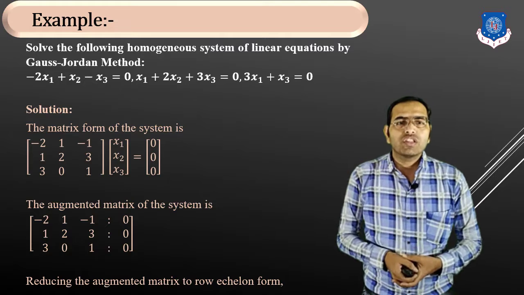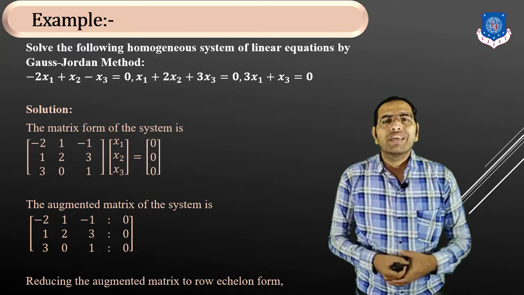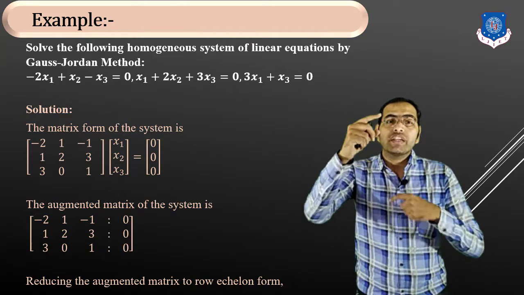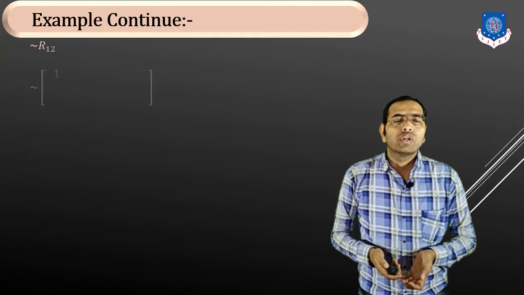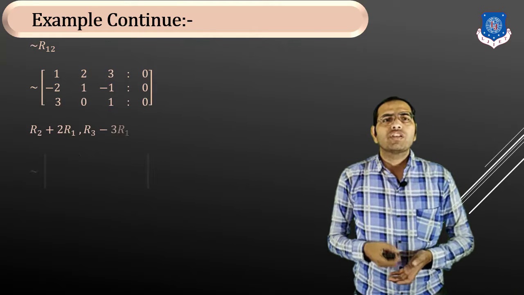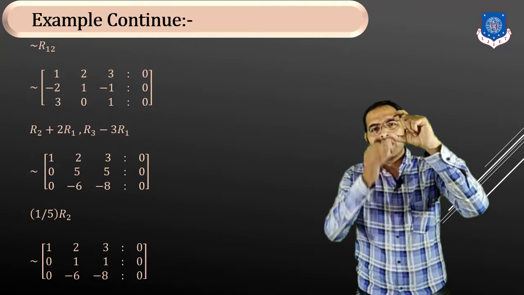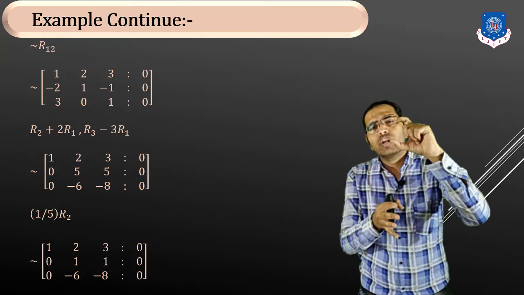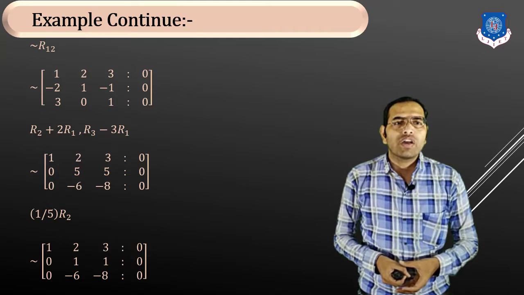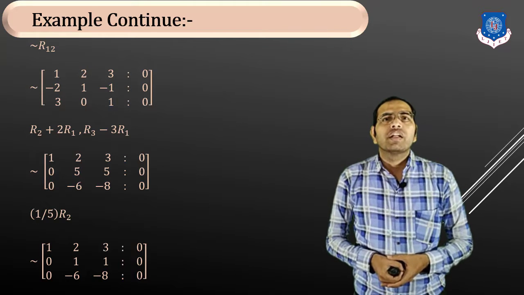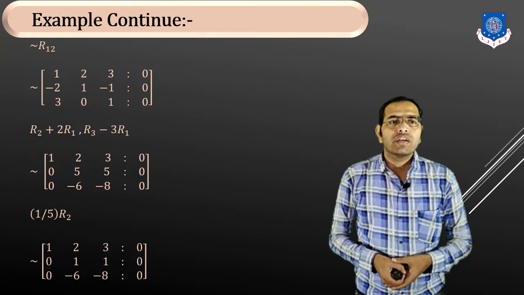Reduce the augmented matrix to the reduced row echelon form. For that, make the leading element 1 in the first row by interchanging the first and second rows, R1 and R2. That gives you 1, 2, 3, 0; minus 2, 1, minus 1, 0; 3, 0, 1, 0. Now, with the help of that leading element, make the bottom entries 0. For that, apply the row operations R2 plus 2R1 and R3 minus 3R1. Our matrix becomes 1, 2, 3, 0; 0, 5, 5, 0; 0, minus 6, minus 8, 0.